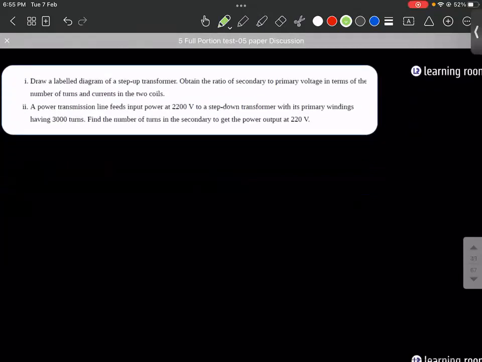Draw a neat labelled diagram of a step-up transformer. This you know. Obtain the ratio of the secondary and the primary voltage in terms of the number of turns and the current in the coil. So NS divided by NP will be equal to VS divided by VP, which should be equal to IP divided by IS.